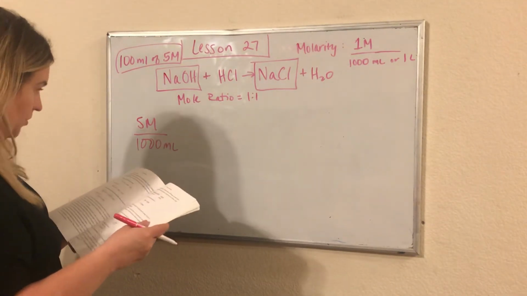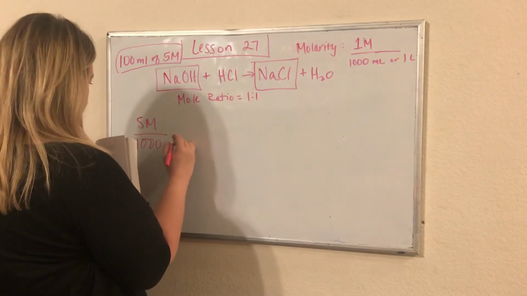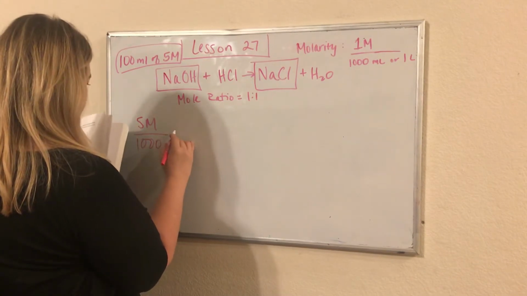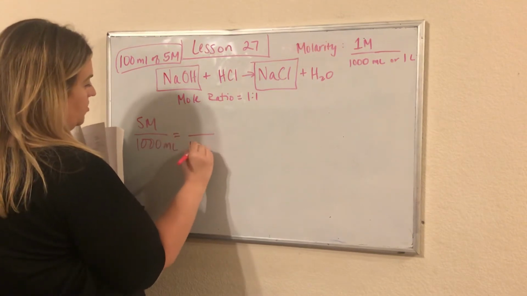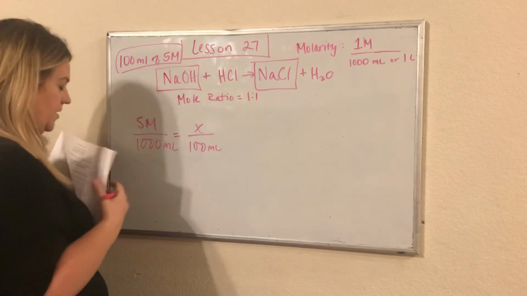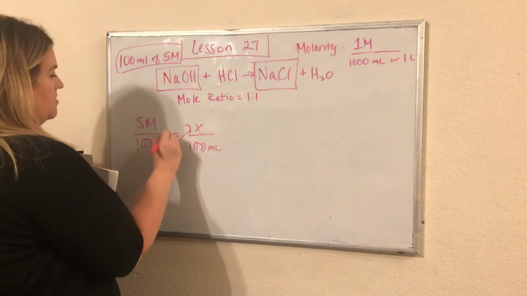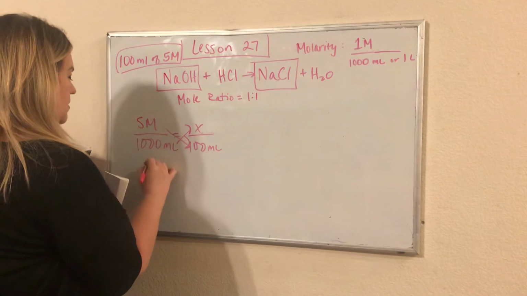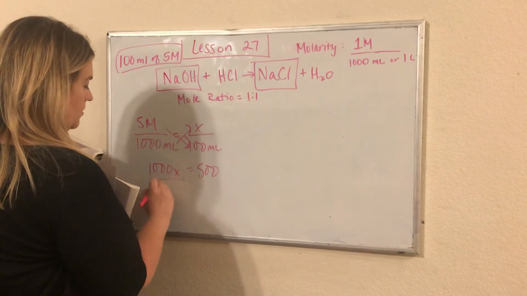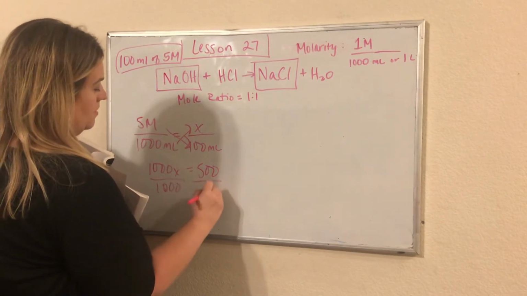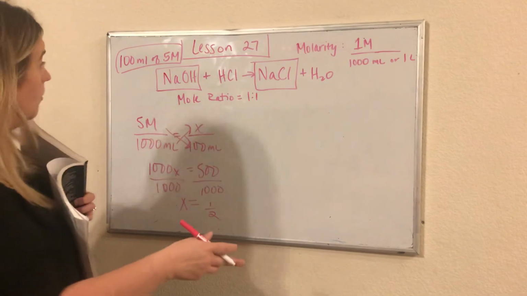What we need to figure out is how many grams we're starting with. So we're starting with how many moles of this solution? We started with 100 milliliters. How many moles are we starting with here? So you cross multiply these: 1000x equals 500. We're going to divide both sides by 1,000, and that equals 1/2. So we started with a 1/2 mole, okay?